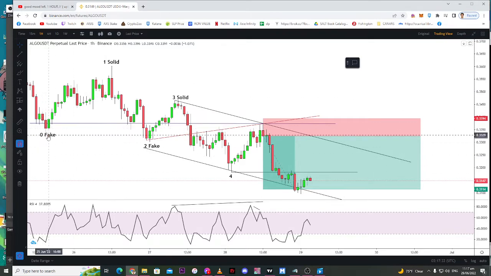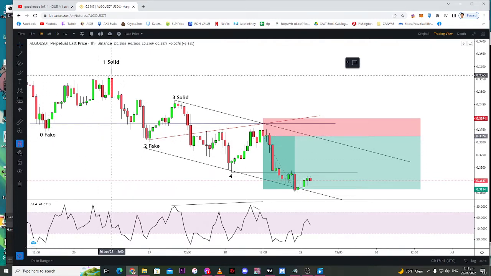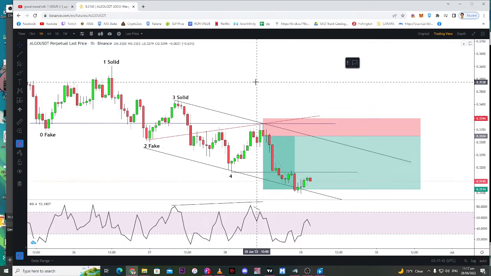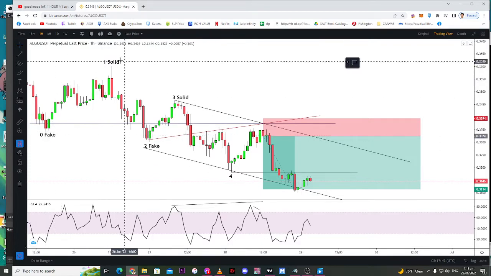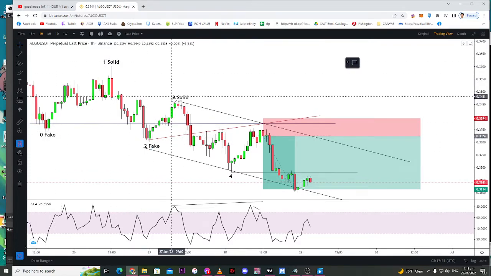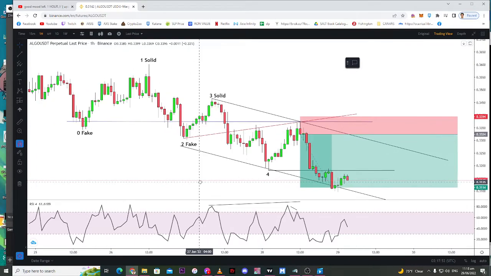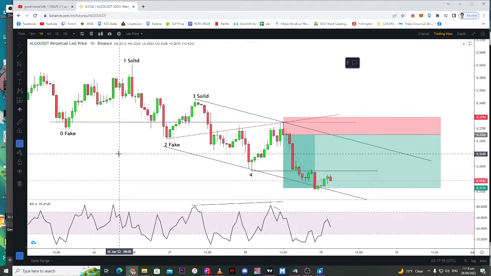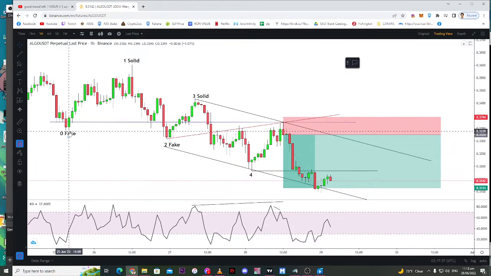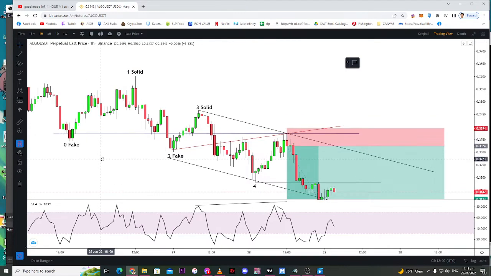So, contextualizing the market, it is first important to mark the important highs and lows, because that is how we identify the break of structures. So, we mark this as 0, 1, 2, 3, and 4. Alright, after marking by numbers, we will now determine whether the structure is fake or solid.